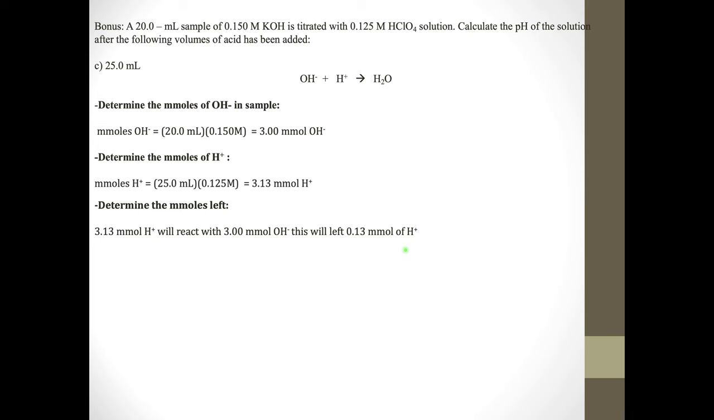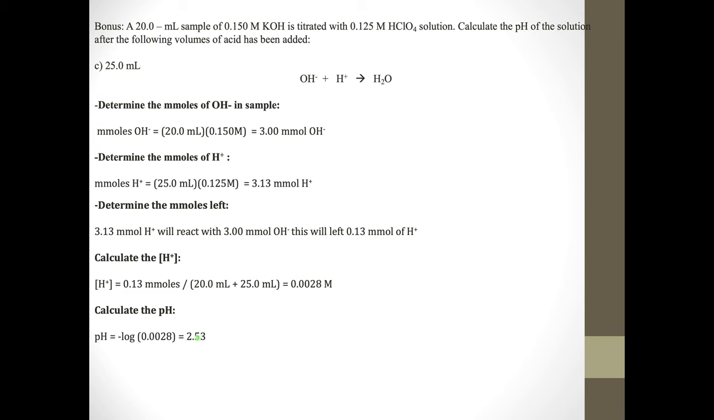So with this, we can calculate now the concentration of hydronium ion. It's going to be 0.13 divided by the total volume that we have now, that's going to be 45, and it's going to be equal to 0.028 molar. And this is the concentration of hydronium at this point. So from here, we can calculate the pH of the solution by taking minus log of this concentration, which is going to be 2.53, and this is the pH at this point of adding 25 milliliters of the perchloric acid to the 20 milliliter sample of 1.50 molar potassium hydroxide.